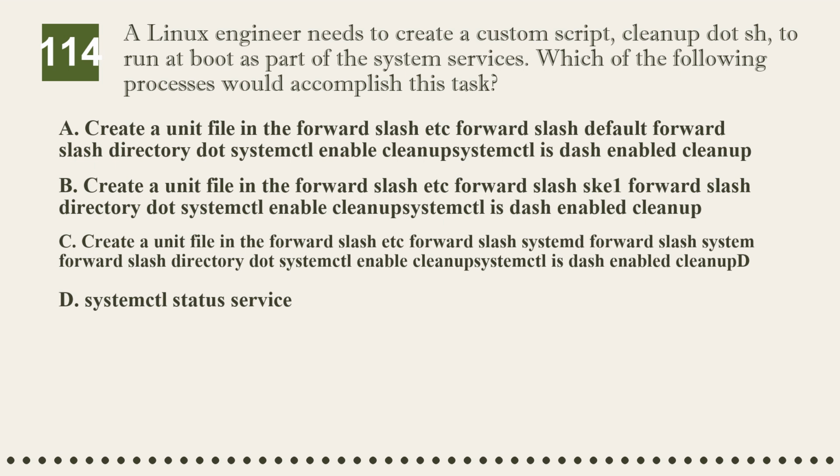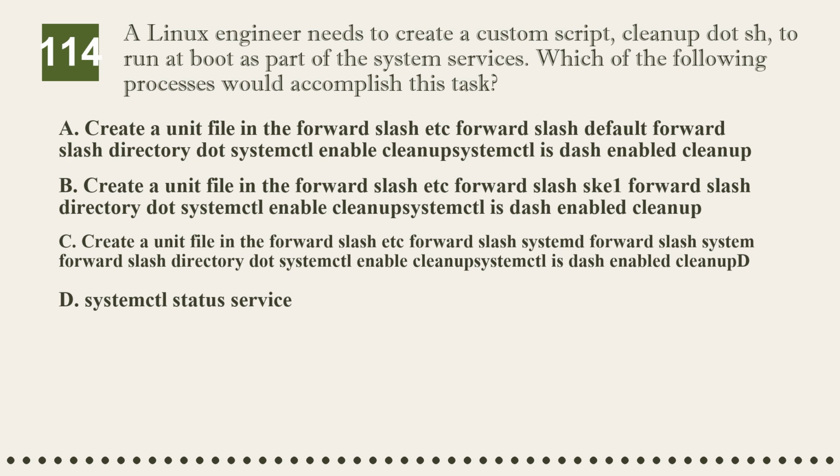system services. Which of the following processes would accomplish this task? Option A, create a unit file in the /etc/default/ directory. systemctl enable cleanup, systemctl is-enabled cleanup. Option B, create a unit file in the /etc/skel/ directory. systemctl enable cleanup, systemctl is-enabled cleanup.